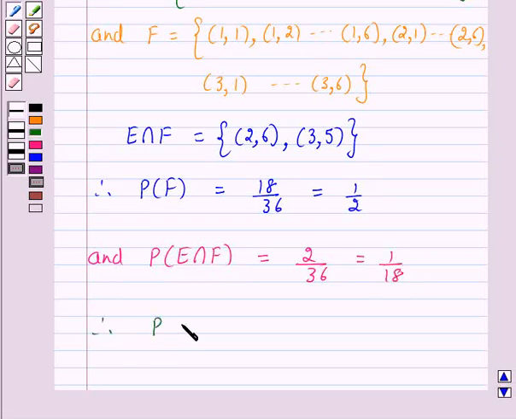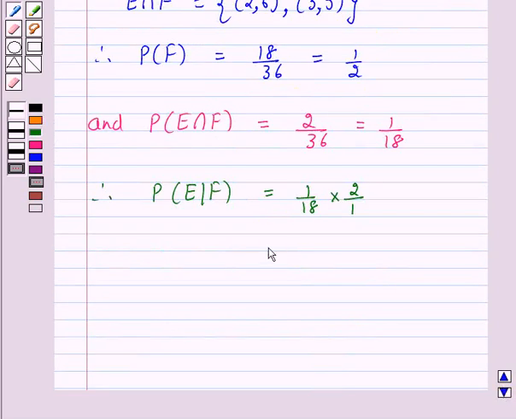Therefore, probability of E upon F is equal to probability of E intersection F, which is 1 over 18, upon probability of F, which is 1 over 2. Therefore, probability of E upon F is equal to 1 over 18 into 2 over 1, and this is equal to 1 over 9. Hence, the conditional probability of obtaining the sum 8, given that the red die resulted in a number less than 4, is 1 over 9. So this is the answer for part B.